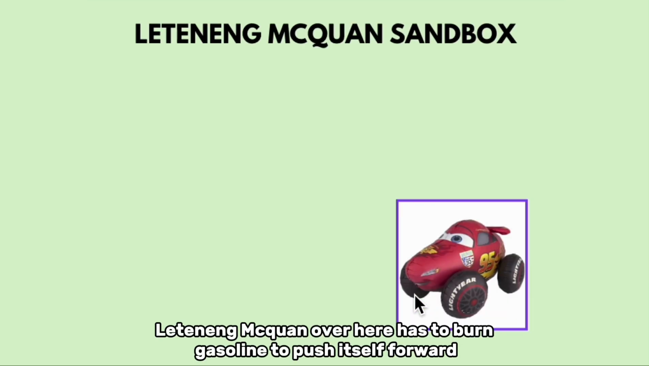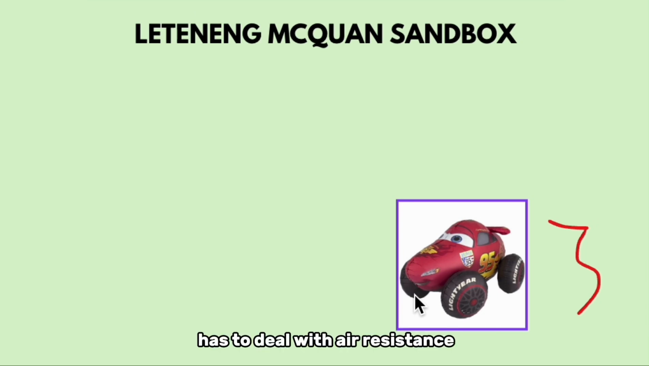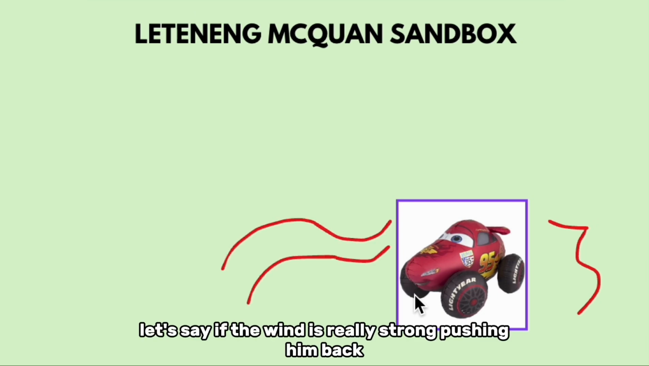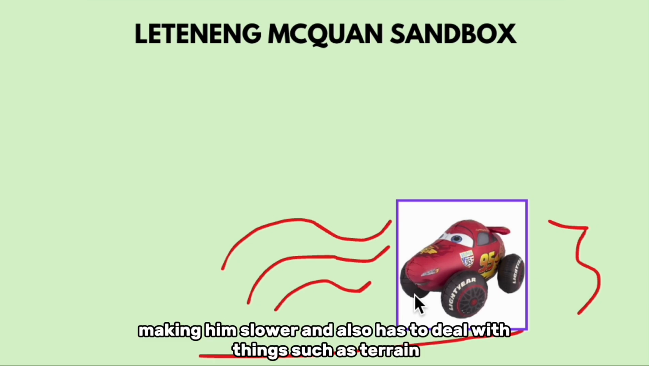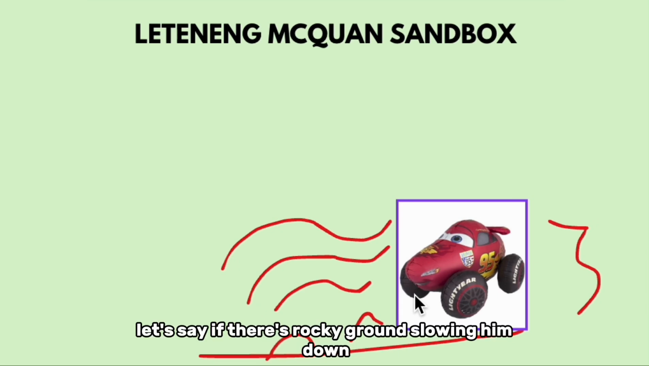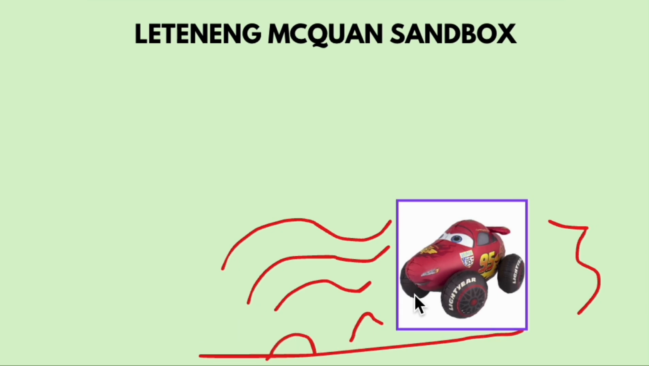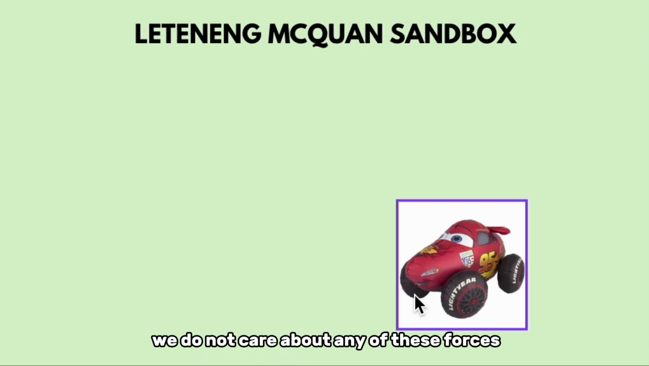Leteneng Mcquan over here has to burn gasoline to push itself forward, has to deal with air resistance, let's say if the wind is really strong, pushing him back and making him slower, and also has to deal with things such as terrain, let's say if there's rocky ground, slowing him down. The thing is though, for kinematics, we do not care about any of these forces.